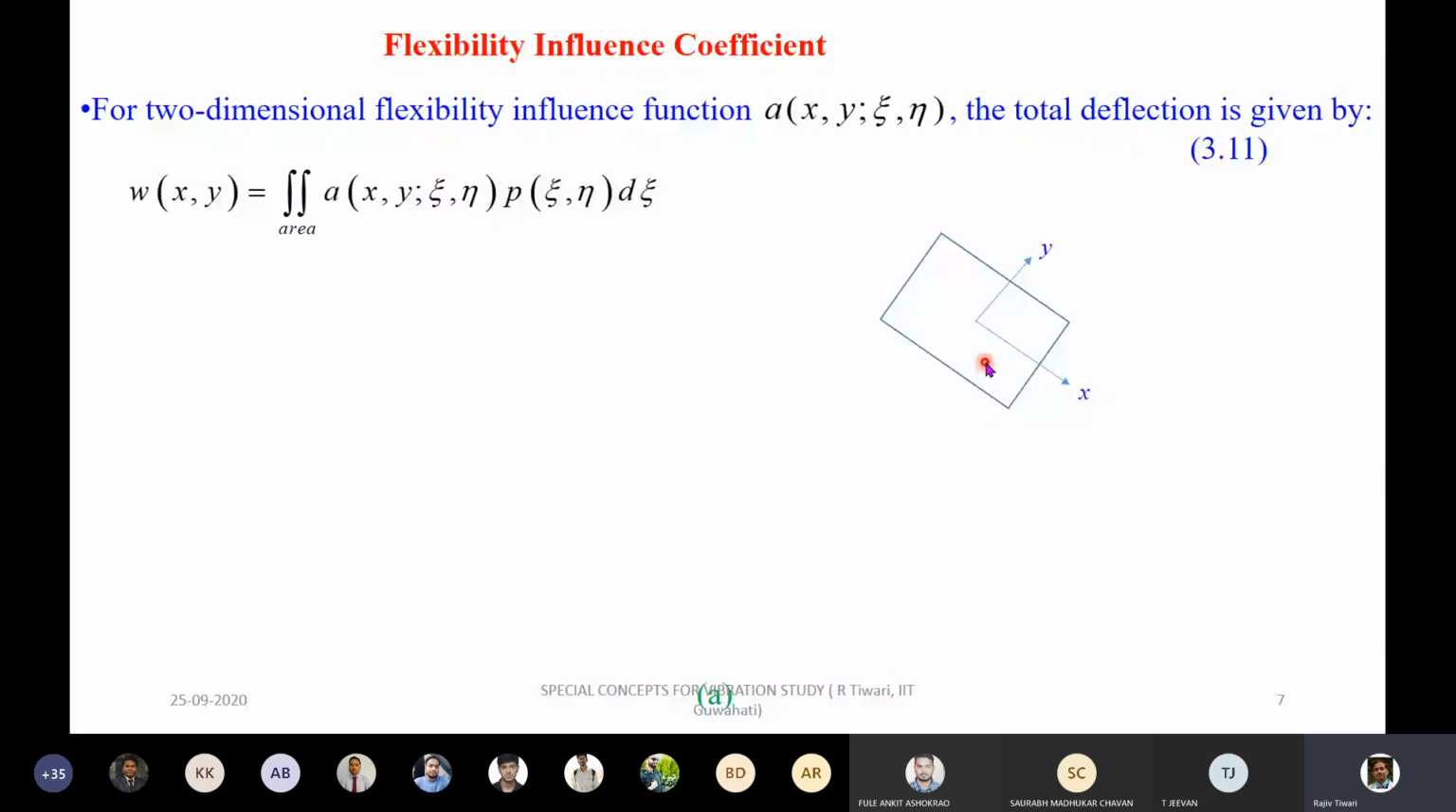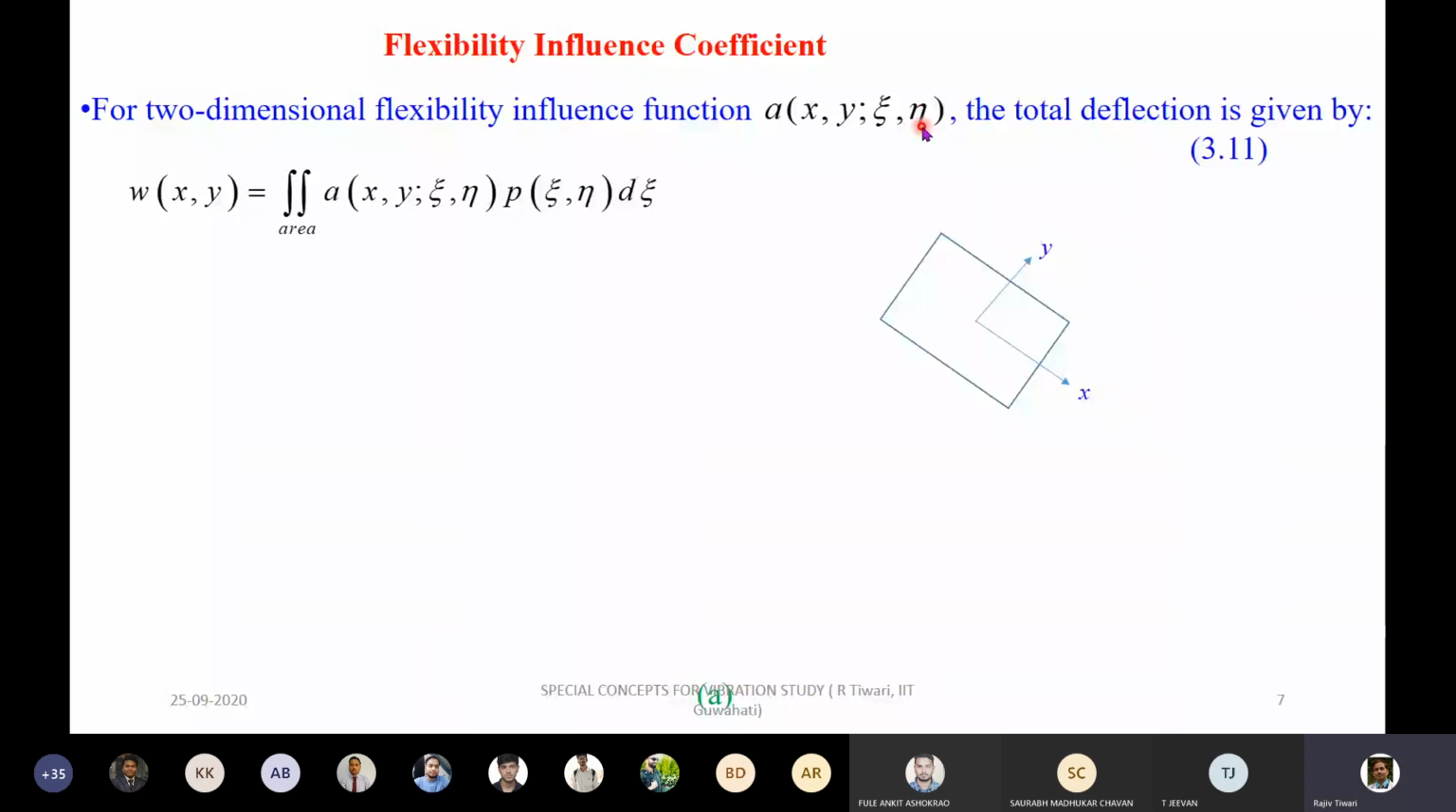Similarly, we can have displacement at some other location. So here you can see x comma y. So x comma y is defining the position of the displacement if we want to find it out on a plate. And plate means a big plate, of the size of a roof or some big platform, where we want to find it out. So x and y will be the location where we want to find out the displacement. Xi and eta will be the force location.